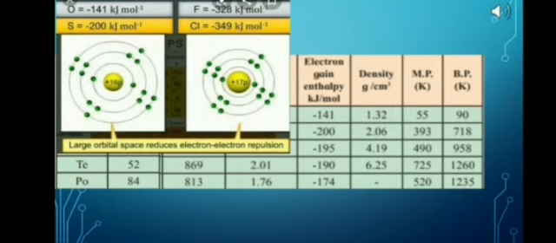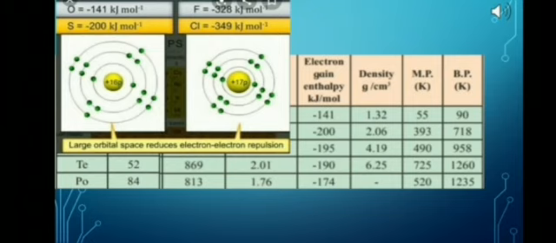Why? This is because they attain the stable noble gas configuration on addition of one electron, while group 18, that is the noble gases, have on the other hand only high positive values of electron gain enthalpy. Why? This is because the added electron has to enter the next higher level with a large principal quantum number.